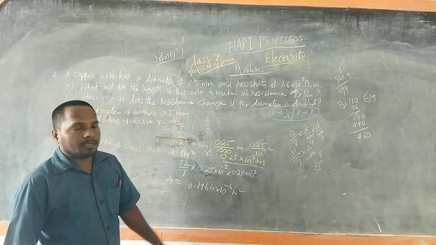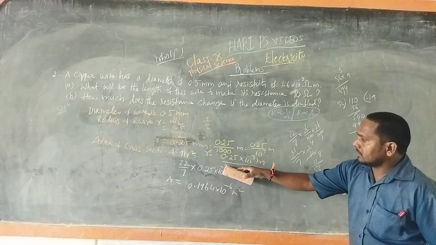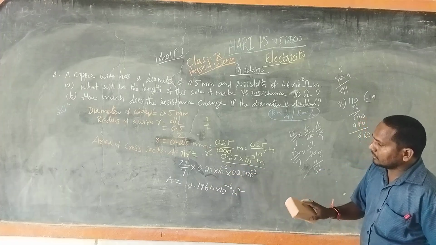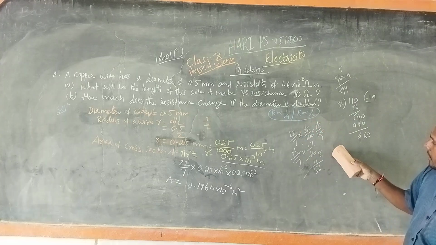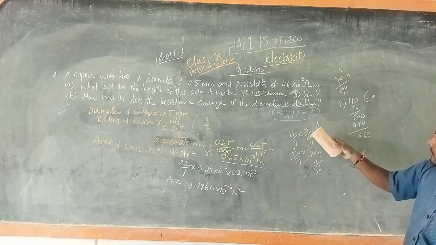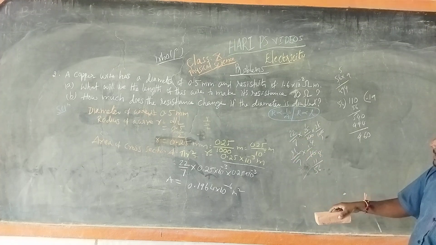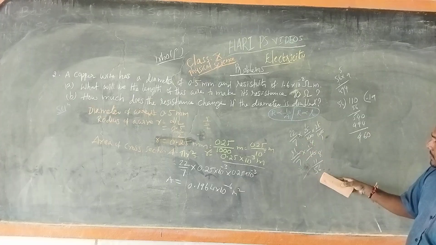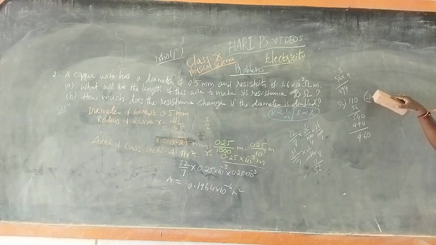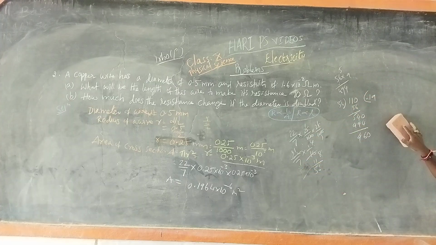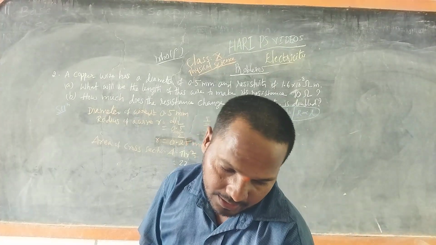Whichever method is easy, you can do that. So 0.25 is written as 25 by 100 and 25 by 100. 25 once is 25, 25 four times is 100, so 1 by 4 and 1 by 4. So 22 by 7 into 1 by 16, multiply with 2, 11, 8, gives 11 by 56. Then divide, and we get 0.19 something, into 10 power minus 6. So the area of cross section is calculated.